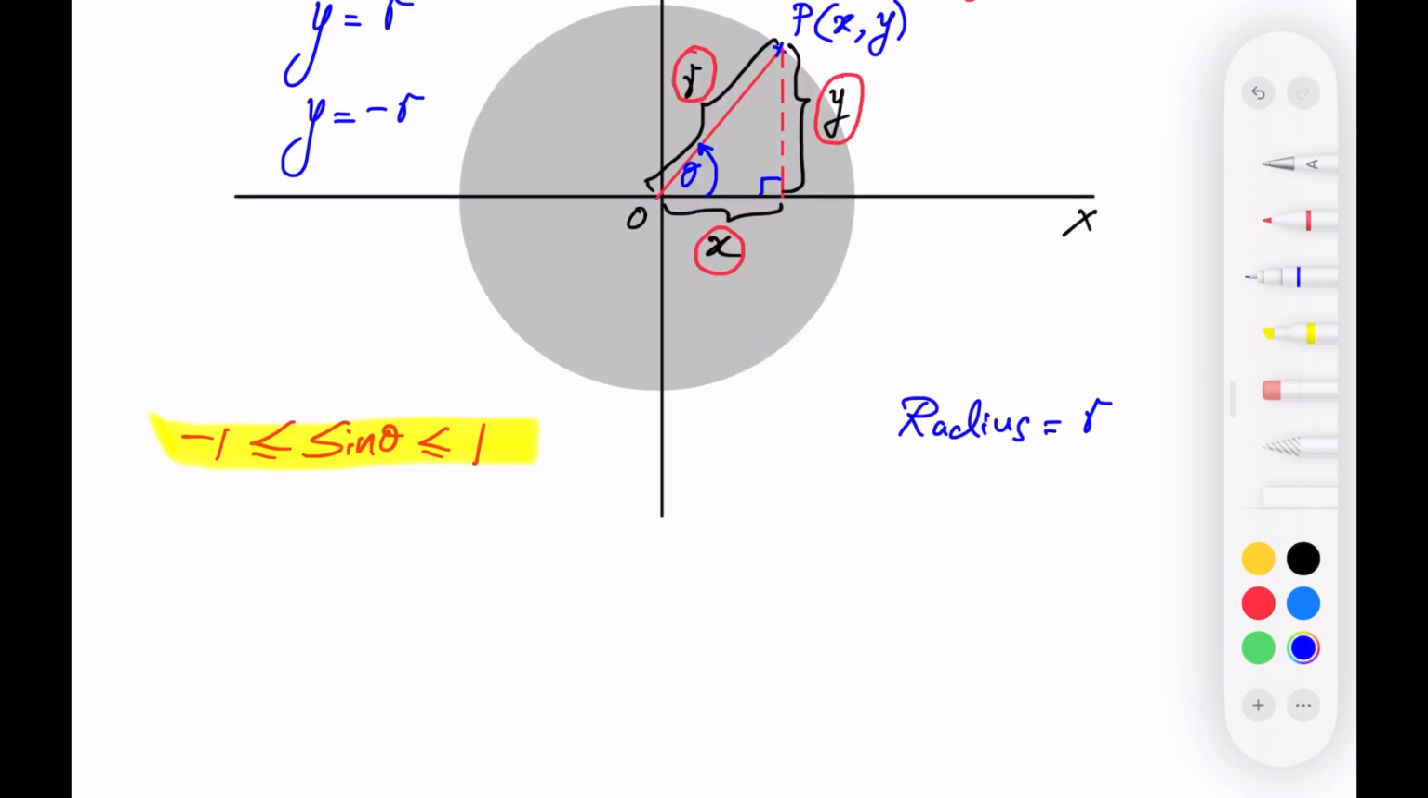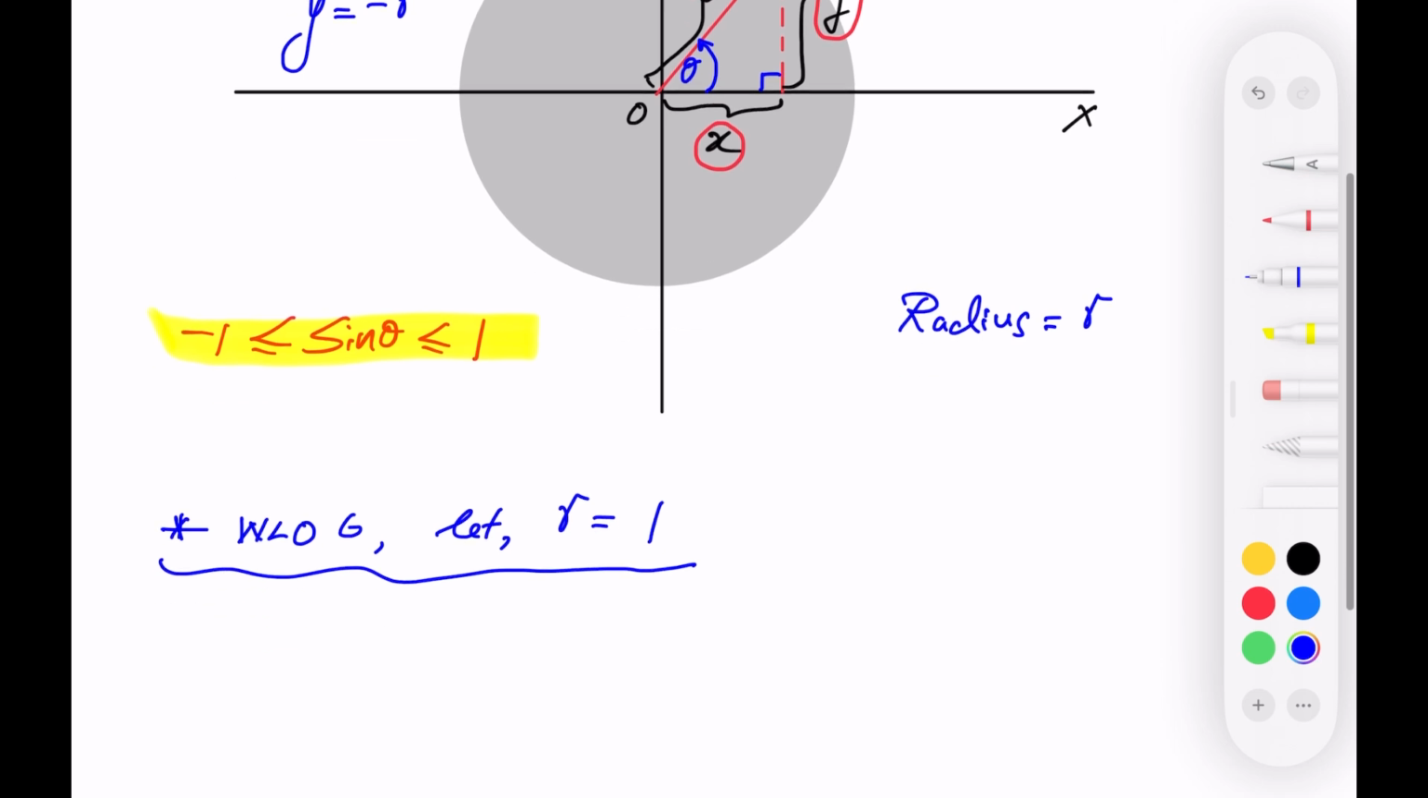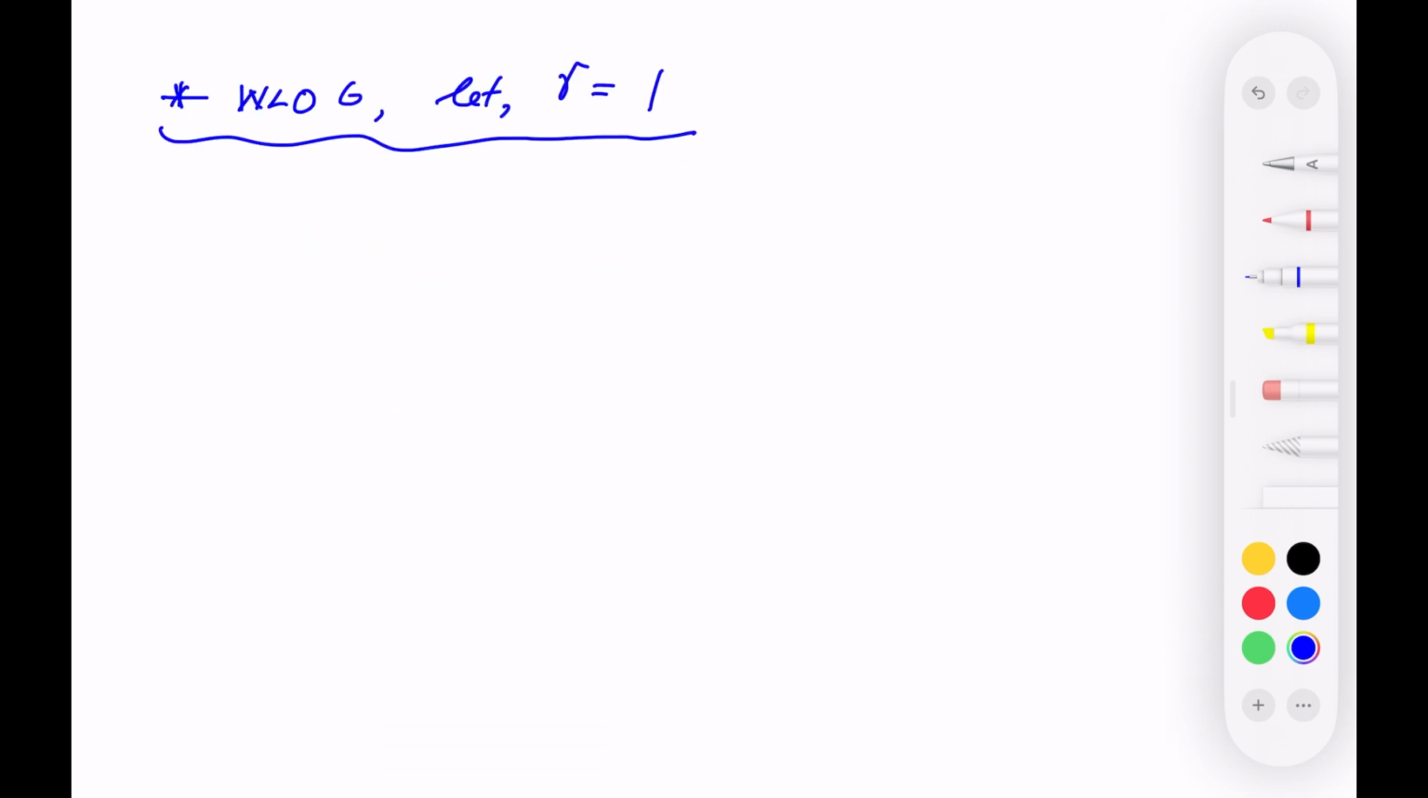For the graph of sine theta, I'm going to obtain a special circle. R is the largest possible value each of the two variables, x and y, can take. Now, without loss of generality, I'm going to let r be equal to 1. If r is equal to 1, now that circle is called the unit circle. Let me draw that unit circle real quick.